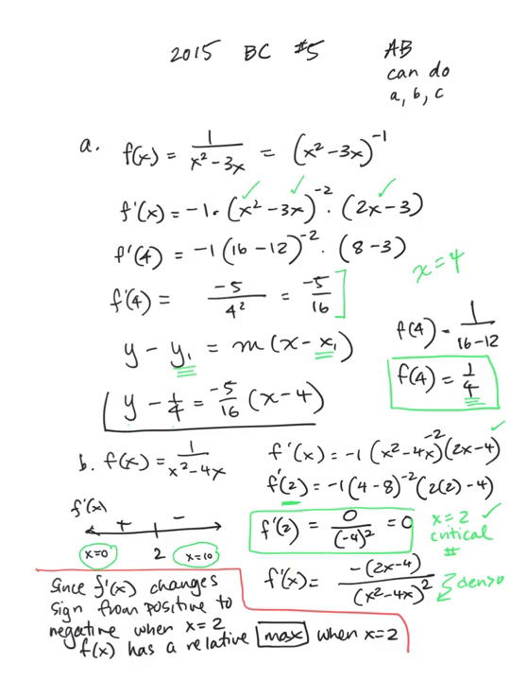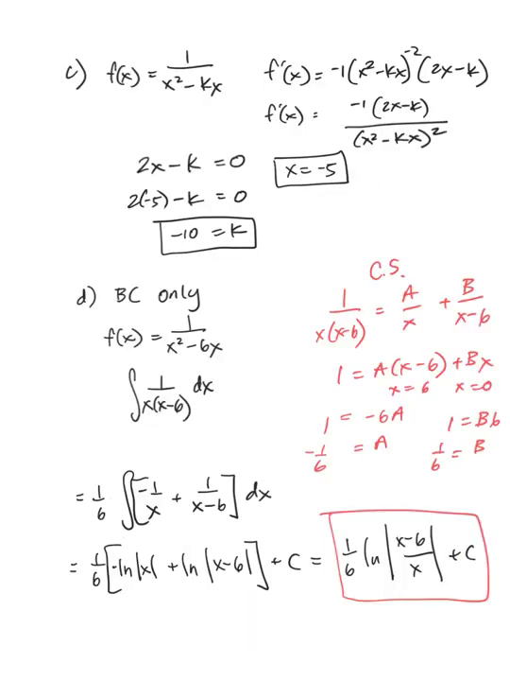Because of that, we need to write this sentence: since f prime changes sign from positive to negative when x equals 2, f of x has a relative max when x equals 2. Part C, we're asked to find the value of k for which f has a critical point at x equals negative 5. Again, we know what the derivative is. I took the derivative there. Here, we know that this is going to be a critical point when the numerator is 0, so I set the numerator to 0. I plugged in negative 5 for x and solved for k, which is equal to negative 10.